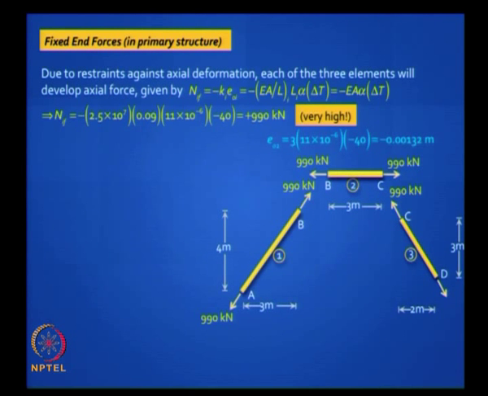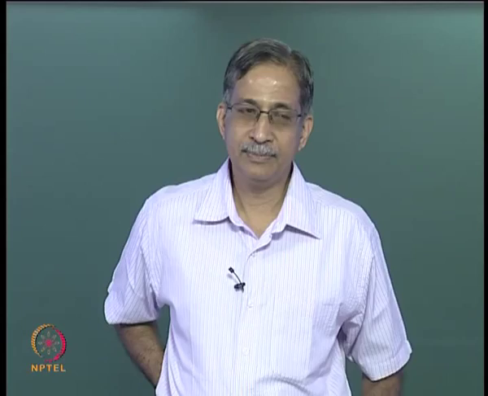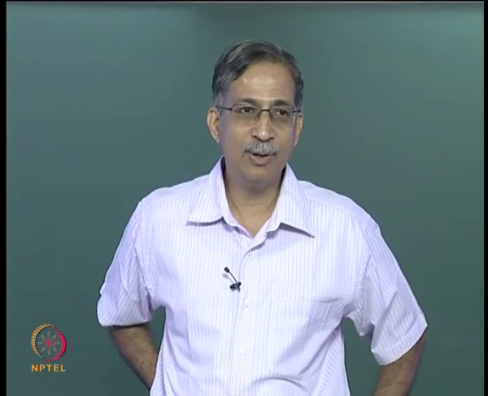So these are the forces that you will get in those 3 elements if you were to arrest the degrees of freedom, right? All 3 elements will have a force of 990. How do you convert this to loads on the structure?